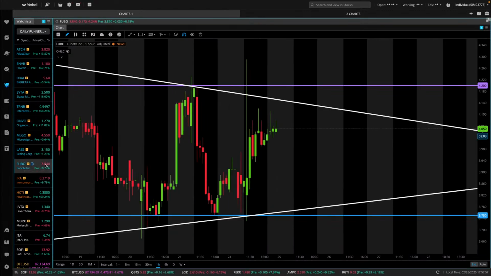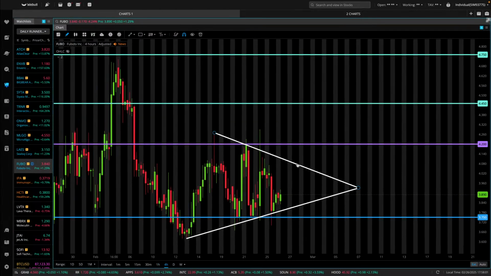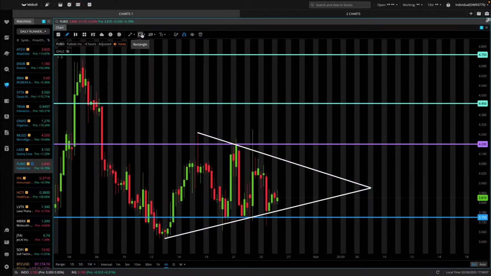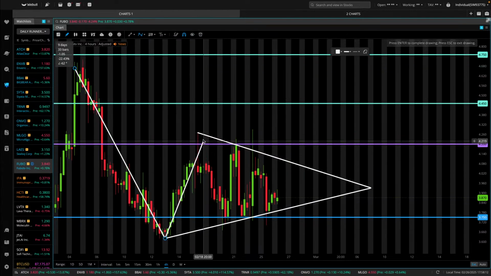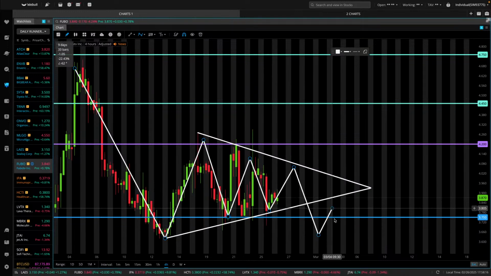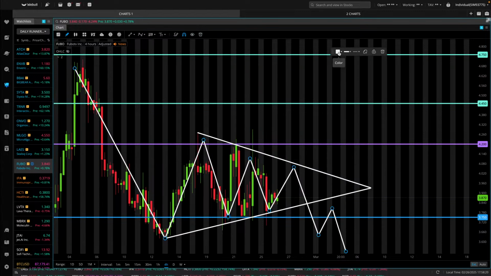So this is my technical reasoning on Fubo. This is a bearish pennant. So you asked about the pennants earlier, and this is a bearish pennant. The reason is because of this. You are in a downtrend and you are doing this. So you're like this. That means that it should go down. That is what it should do based on technicals.